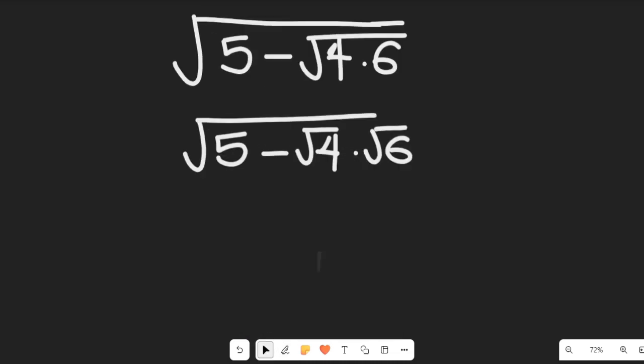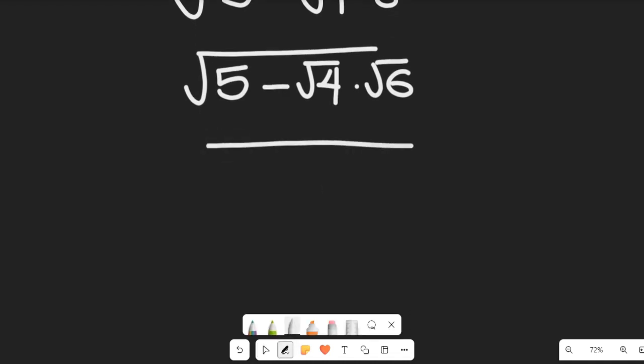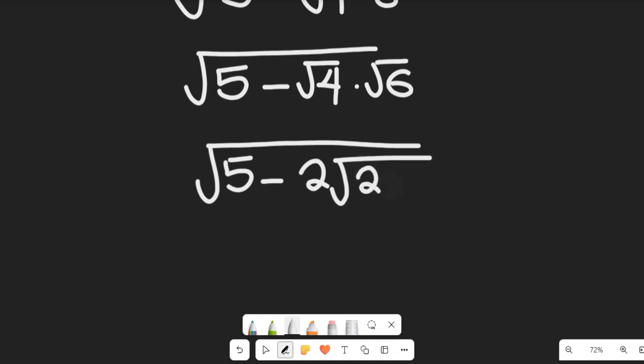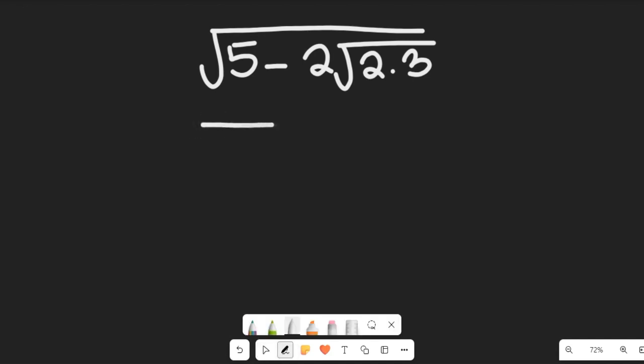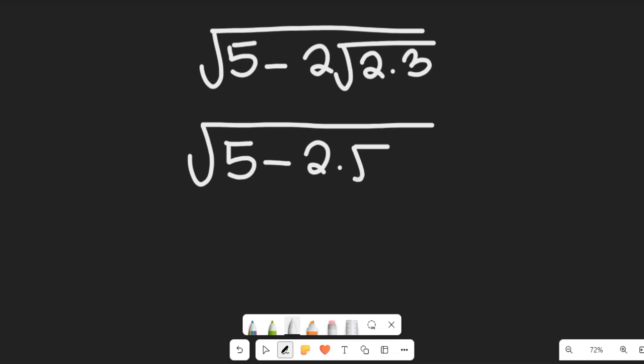So this is going to give us the total square root of 5 minus 2 root 6, which can be equal to 2 multiplied by 3, right? Good. So we are going to simplify this, and this whole expression can now give us the square root of 5 minus 2 multiplied by the square root of 2 multiplied by the square root of 3. Good. Now from this expression, you should also see that 5 can be equal to 3 plus 2.